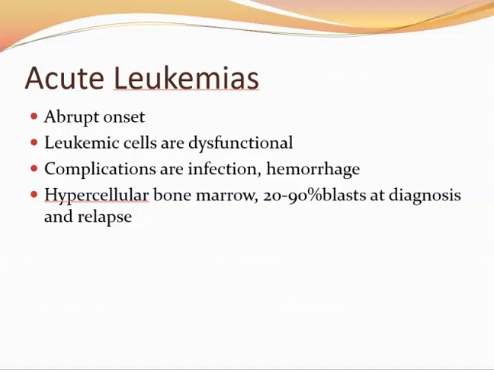There's hypercellular bone marrow, meaning there's a presence of abnormally large numbers of cells present. So they may even be uncountable. There's so many. So you have an increase of 20 to 90% blast at diagnosis or relapse of disease.